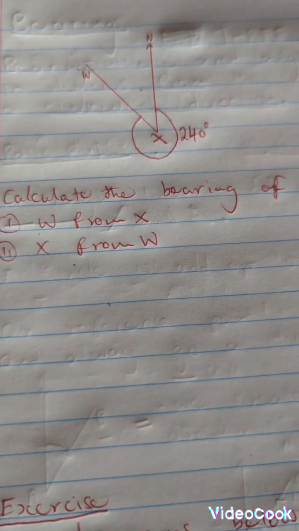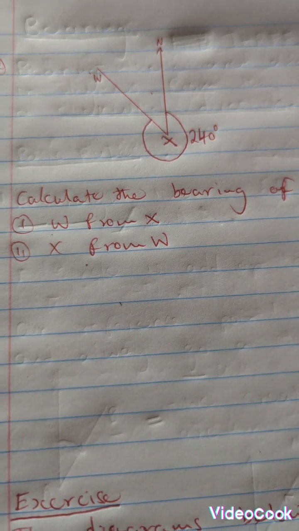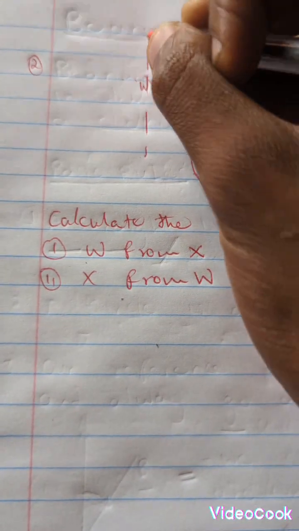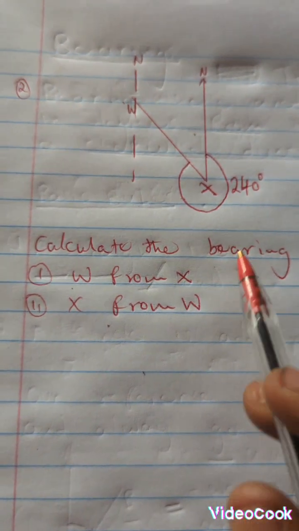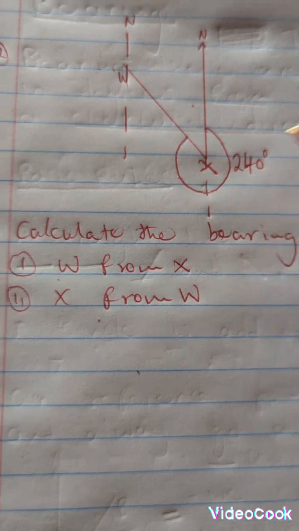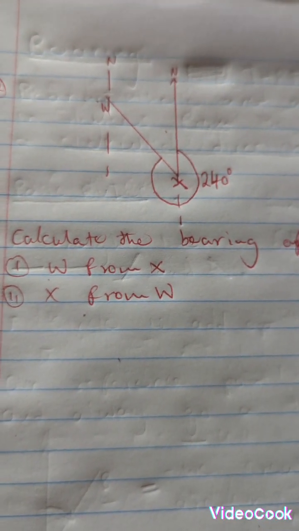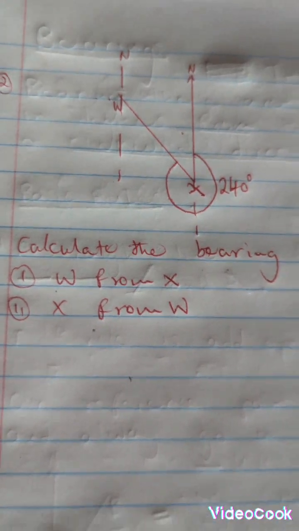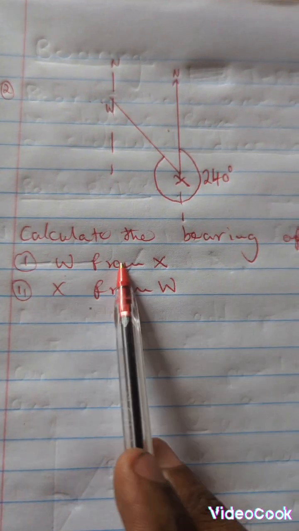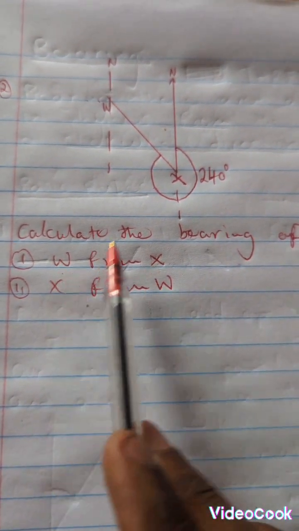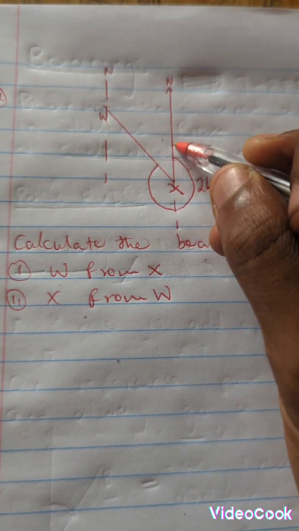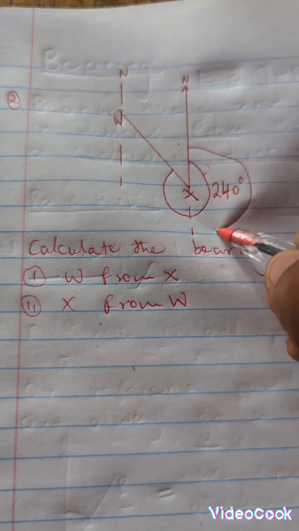The second question is this one. So here the only thing that we're going to do is create a north line where we are not given one. Here, if you want, you can extend for reasons. Then what do they want? Calculate the bearing of W from X. W from X, already here we are given. So it is W from X. We are going in a clockwise direction.